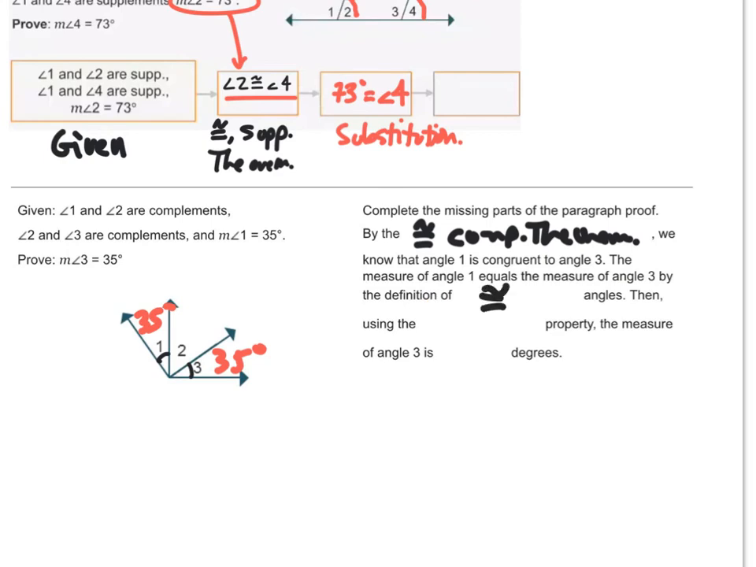Then, using the substitution property, because I just replace it, the measure of angle 3 is 35 degrees.